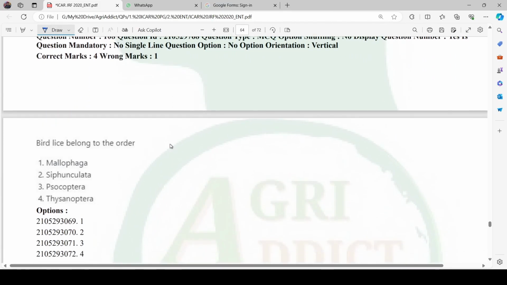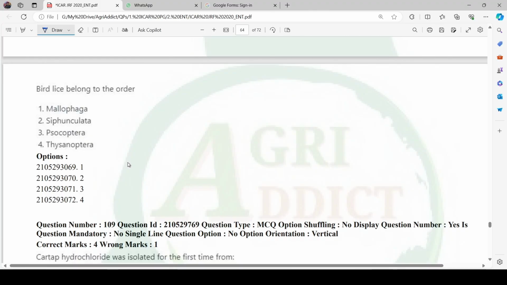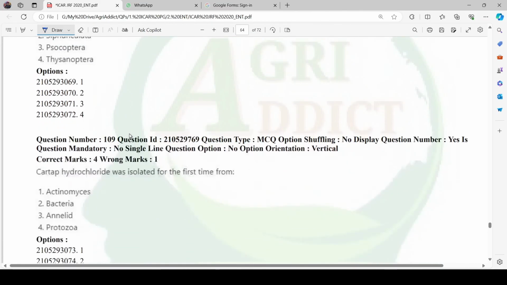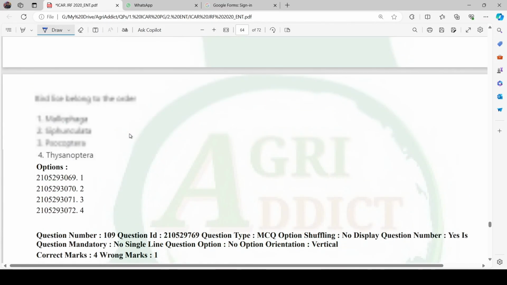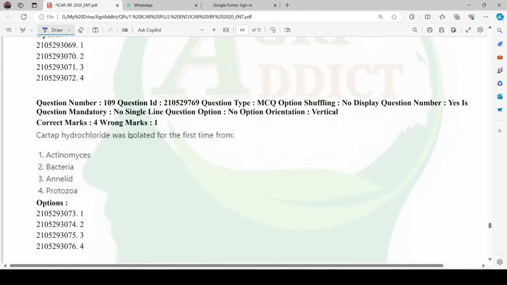Zeidler. Next question, bird lice belongs to the order Mallophaga. Sucking lice, not sucking lice, it is the bird lice. Okay, this is in the order Mallophaga. And sucking lice is Siphunculata, and bark lice or dust lice, it is Psocoptera.